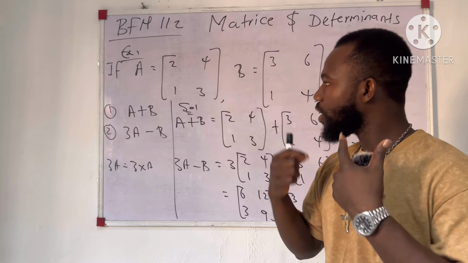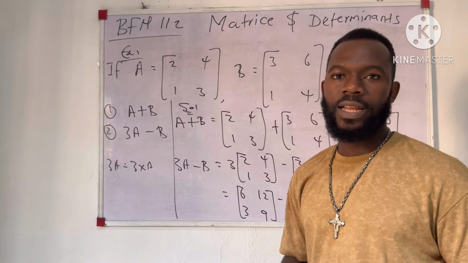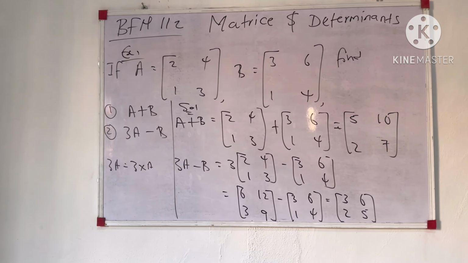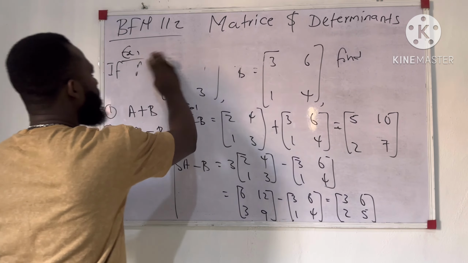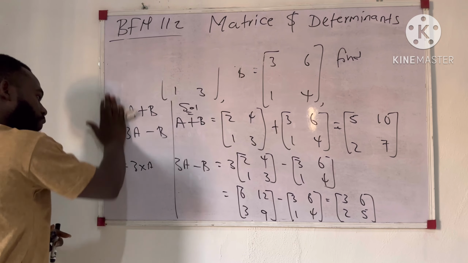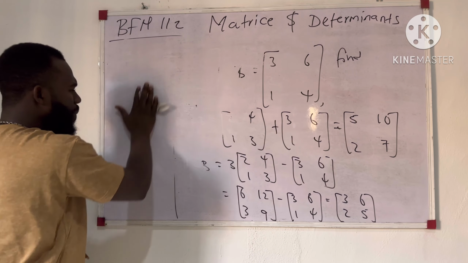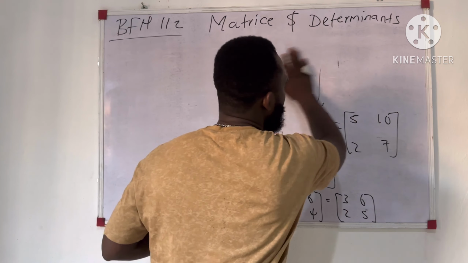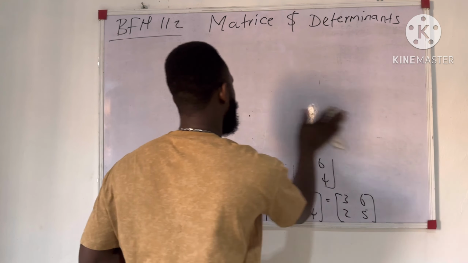All right. So the next part we are going to be looking at is how we can carry out multiplication. Now, multiplication is somehow confusing, but that doesn't mean it is difficult. So let's see the steps we can follow when carrying out multiplication on matrices.